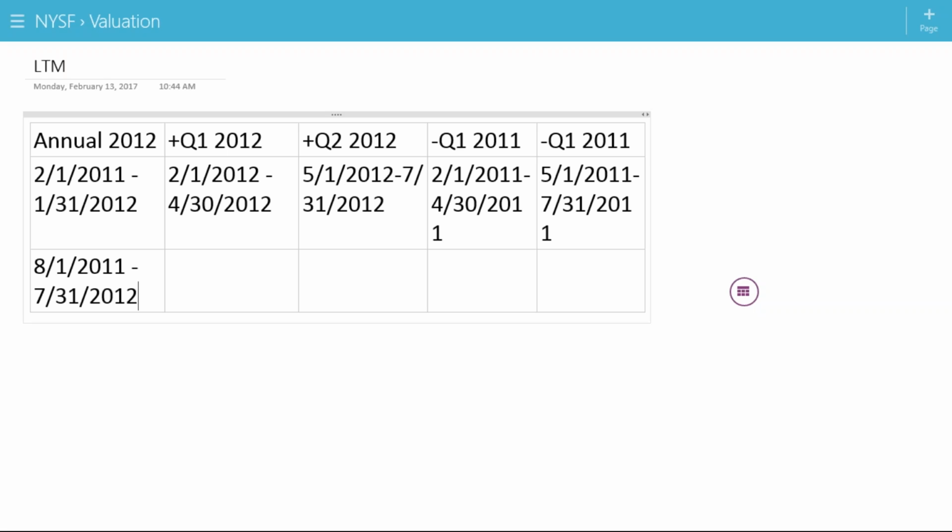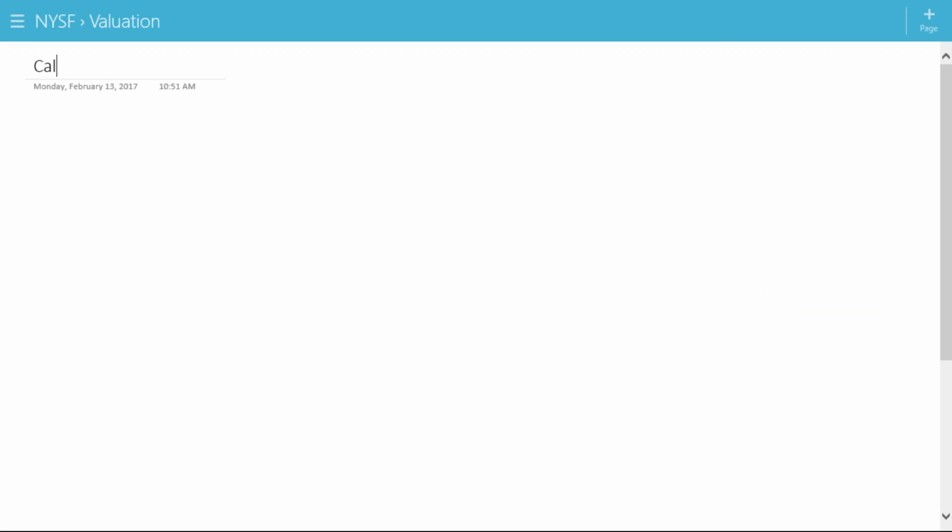Okay, that's LTM. There's another concept called calendarization. I don't think there's a right spelling for this. When I was writing the book, it even came out like that. It was never in the vocabulary. But the idea here is adjusting within quarters.